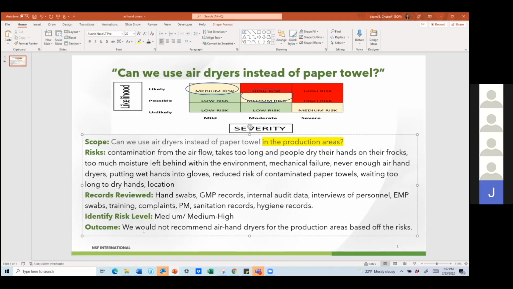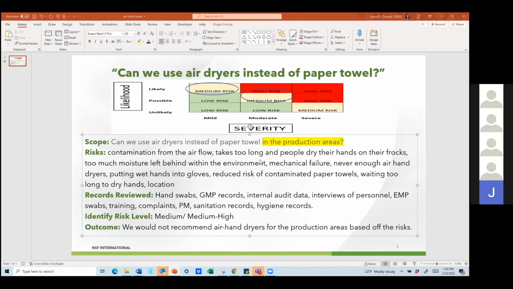But if you are submitting something as an alternative control, such as this example, air hand dryers instead of paper towels, then you would need to submit this prior to your audit. Are there any other questions? D Garcia is asking, do we need to call attention to these issues before the audit? So yes, this is submitted prior to the audit. You're submitting your evidence prior to the audit.